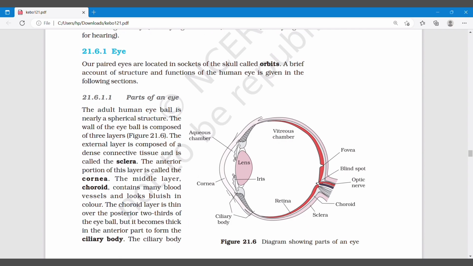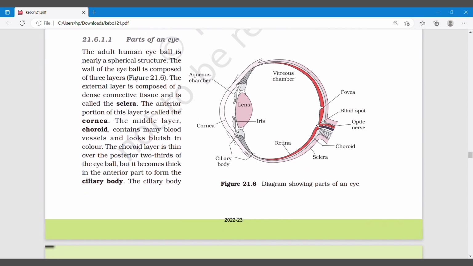21.6.1, that is eye. Our paired eyes are located in the sockets of the skull called orbits. A brief account of structure and functions of human eye is given in the following section. Parts of an eye. The adult eyeball is nearly a spherical structure. The wall of the eyeball is composed of three layers, as given in figure 21.6. The external layer is composed of a dense connective tissue and is called the sclera. The anterior portion of this layer is called the cornea, and the middle layer is choroid, which contains many blood vessels and looks bluish in color.